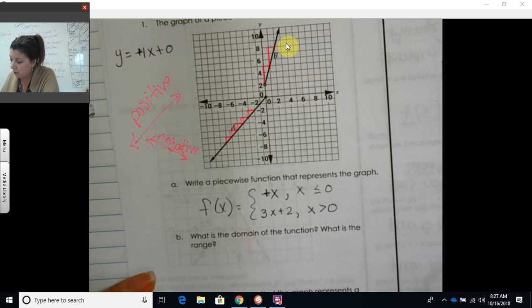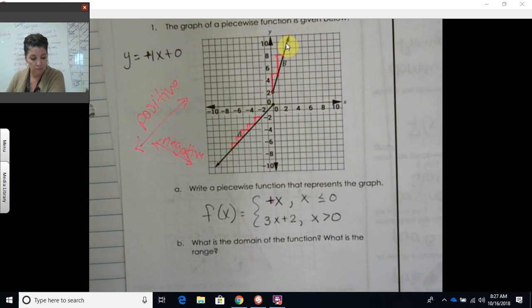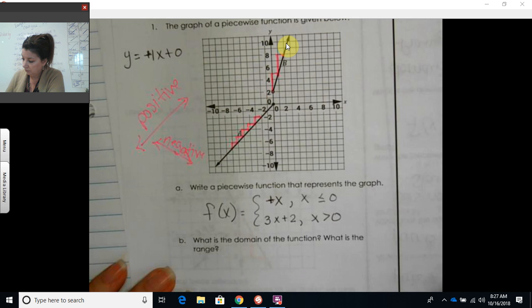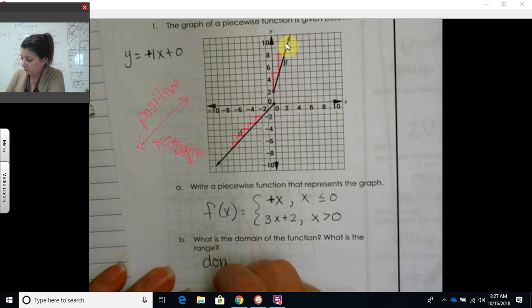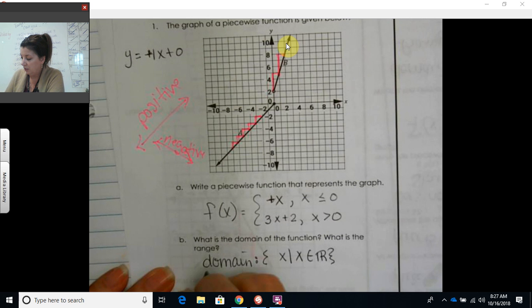Part B, what is the domain of the function? What is the range? What's the domain? Domain is all real numbers. Or I'm going to say x such that x is an element of all real numbers. Is the range going to be all real numbers?